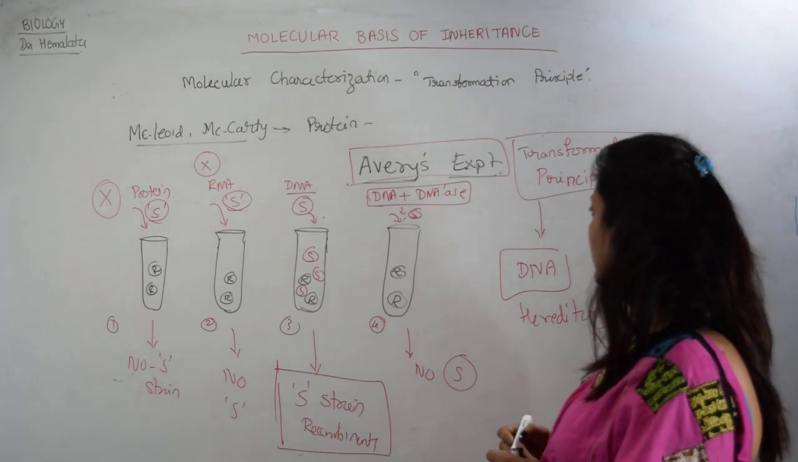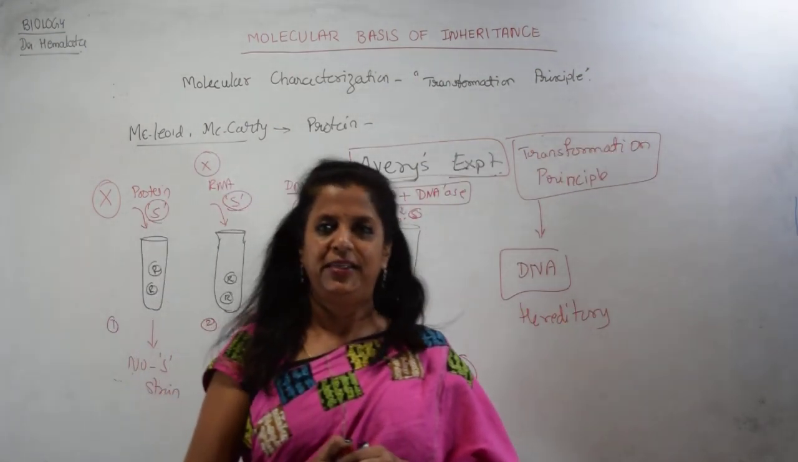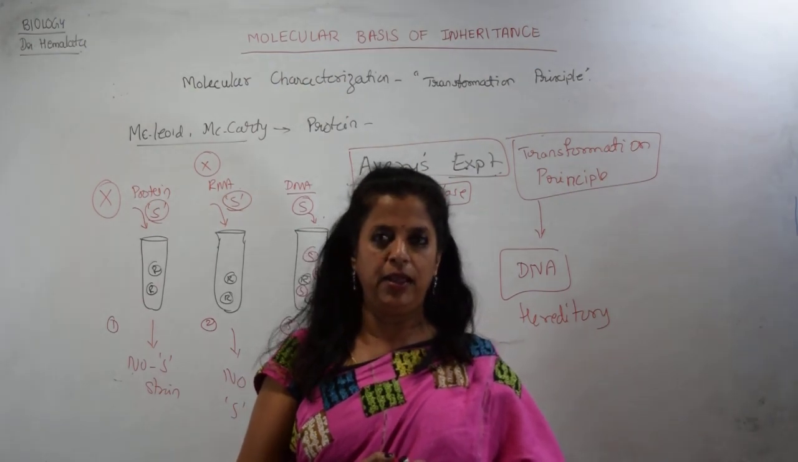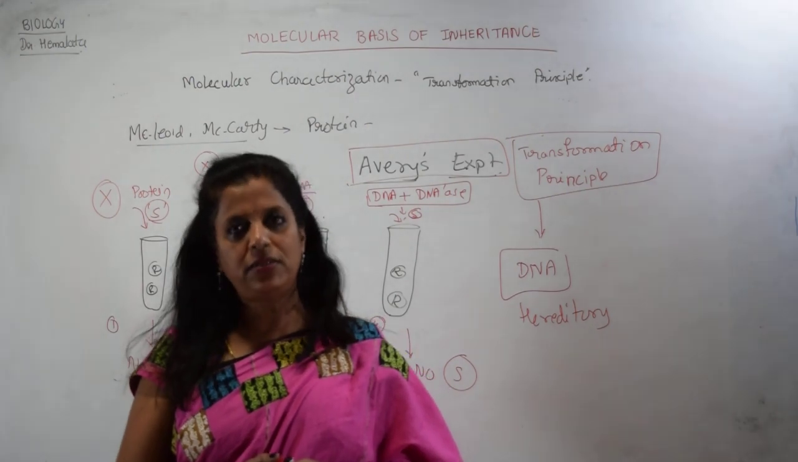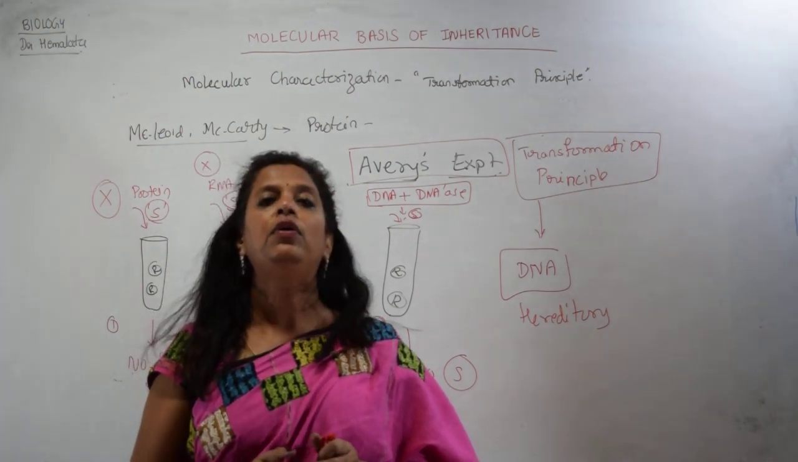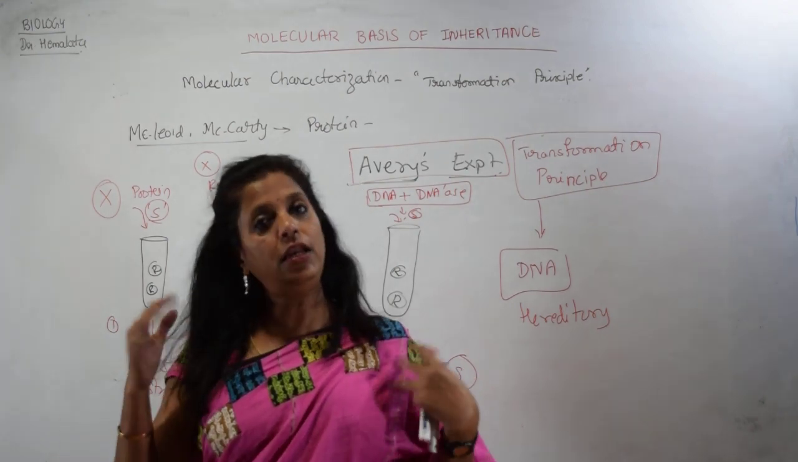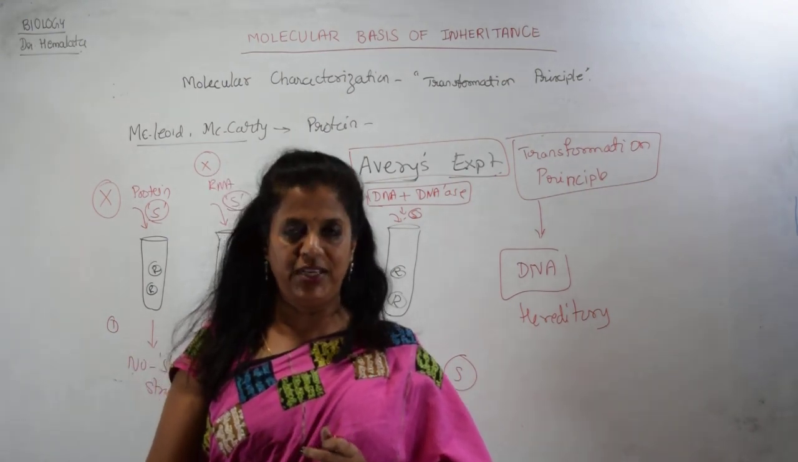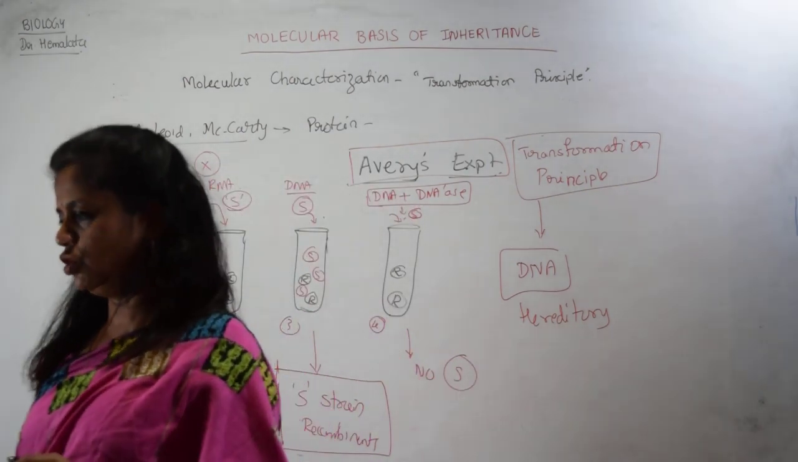So this is the proof that the hereditary material in every living cell is DNA, neither RNA nor proteins nor any other cell organelles or cell cytoplasm. Therefore, this is a major discovery. After this, another experiment was done by Hershey and Chase. I will explain that later. Now let me list the whole story.